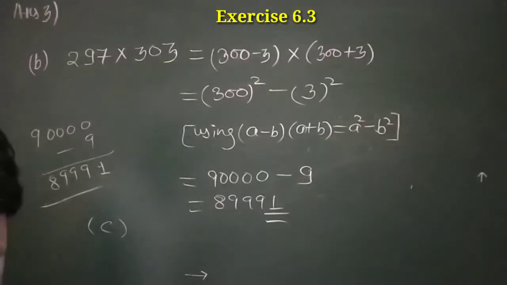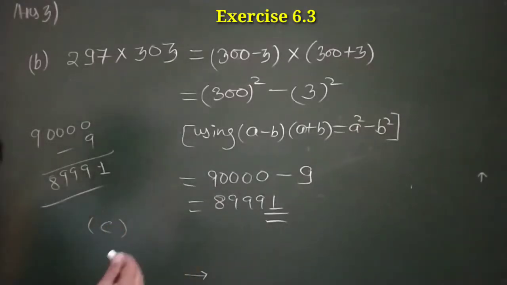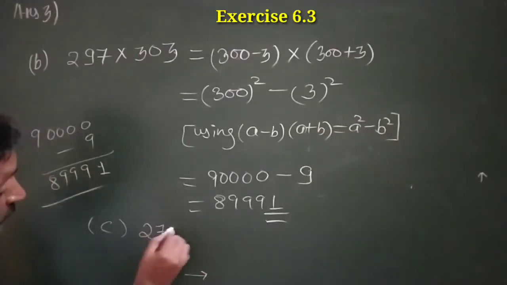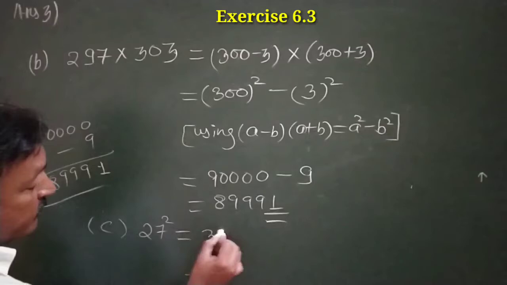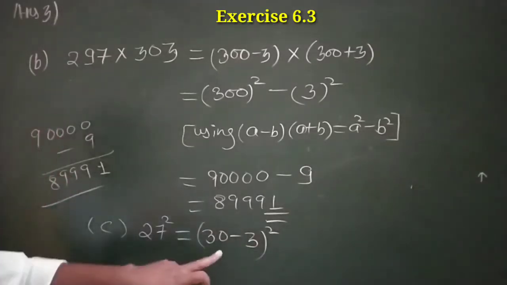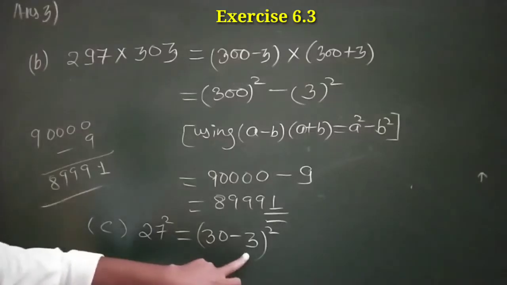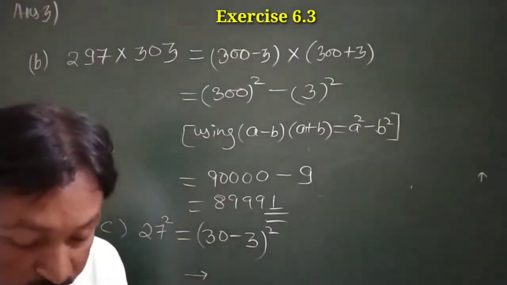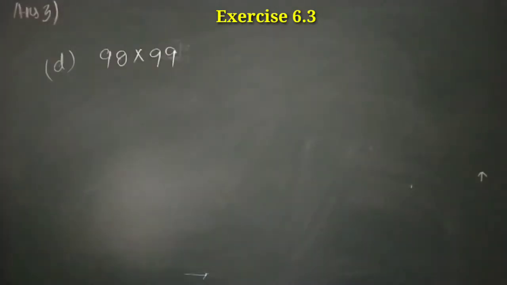In part C it is written 27 square. It is just like part B, just like part A. 27 square, we can write 27 as 30 minus 3, whole square. In place of a it is 30, in place of b it is 3. It is (a minus b) whole square. So just solve it just like part A.